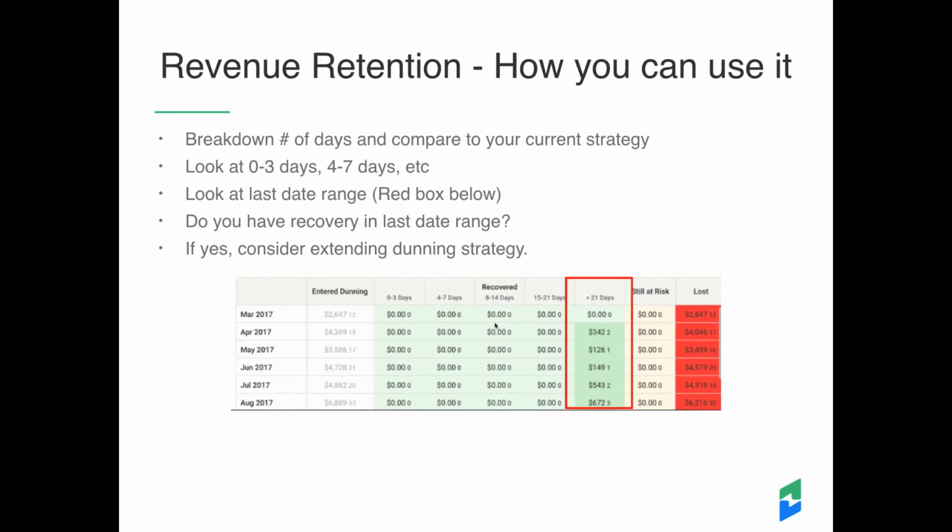What you want to do is look at the last date range, and that's illustrated with that red box around the greater than 21 day section in this example. The big question here is, do you have recovery within that last date range? If you do, it may hint that you could consider extending your dunning strategy because there's likely more revenue that you can recover. So again, just look at that last date range, and then you can draw conclusions to see if there's more revenue to recover by extending your dunning strategy.